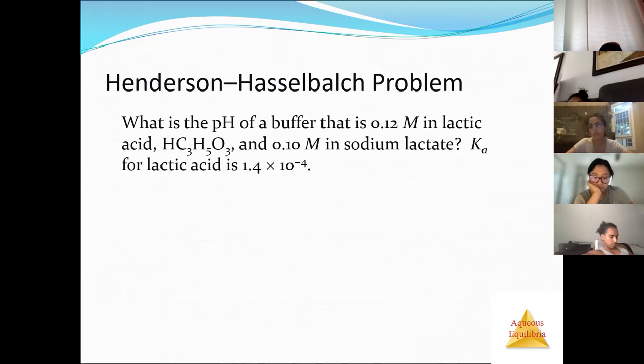What's the pH of a buffer that is 0.12 molar in lactic acid and 0.10 molar in sodium lactate? My Ka for lactic acid is 1.4 times 10 to the minus fourth.